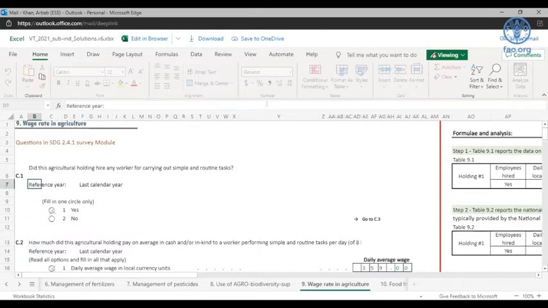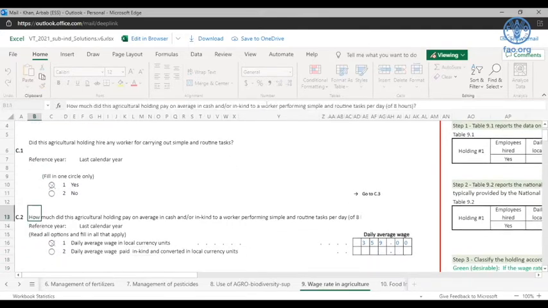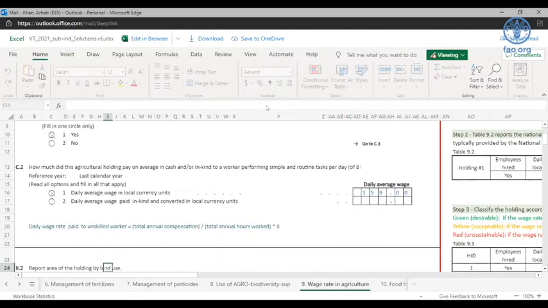So the first question is, we ask the holder whether they are hiring any worker for carrying out simple and routine tasks. And then we ask how much on average the agricultural holding paid, in cash or in kind, to the worker performing simple and routine tasks. So, the daily wage rate in local currency units, both in cash and in kind. Or, if this information is not available, then it can be formulated in a different way, in the form of questions which are not given here, for us to estimate the wage rate indirectly from the total annual compensation and total annual hours worked.